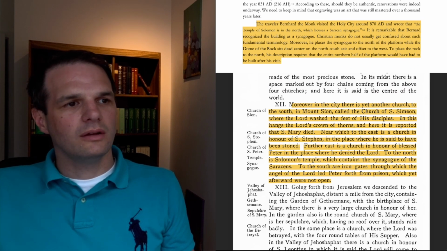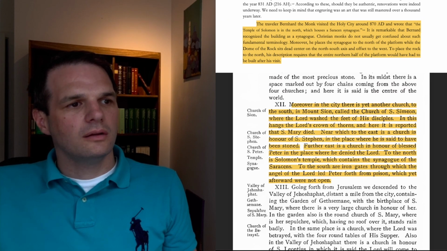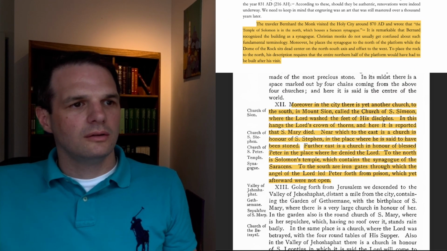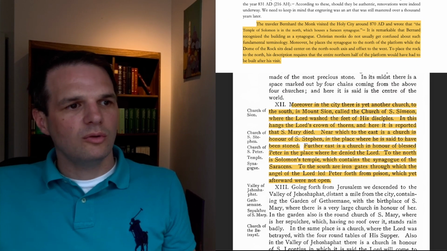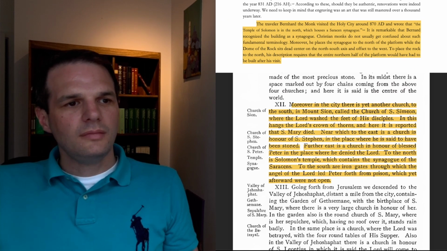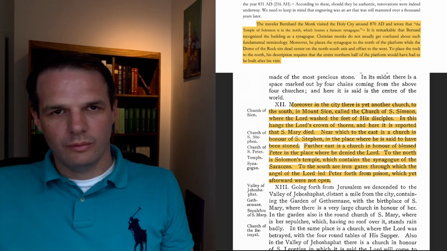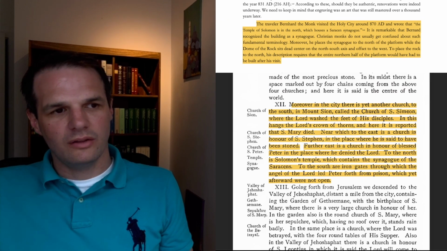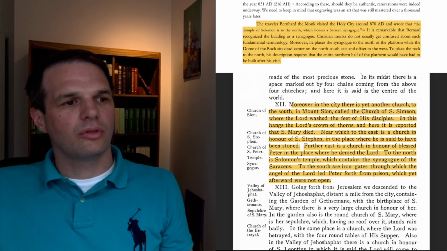Now we're moving eastwards. Next, further east is a church in honor of Blessed Peter in the place where he denied the Lord. Okay, so once again we're moving further east. To the north is Solomon's temple, which contains the synagogue of the Saracens. Okay, so now we are starting in the south, and we were moving eastwards, and now from there it's to the north.